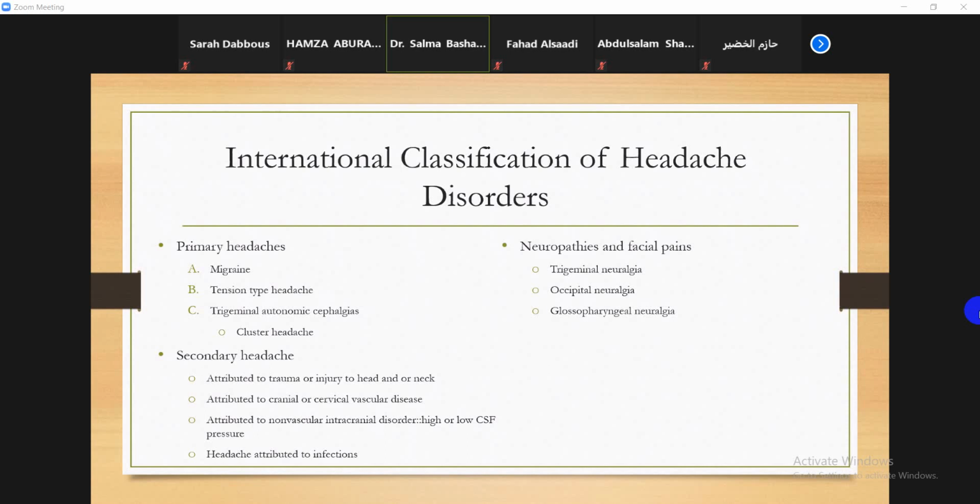Headache attributed to non-vascular intracranial disorder like the high or the low CSF pressure disorders. Headache attributed to infections like encephalitis or meningitis. And finally, we have the neuropathies or facial pains like trigeminal neuralgia, occipital neuralgia, and glossopharyngeal neuralgia. Today we will spend some time talking about all types of primary headaches, including migraine, tension headache, and cluster headache. We'll talk about two examples of the secondary headache disorders, including giant cell arteritis, that's an example of the vascular diseases, and headache attributed to non-vascular intracranial disorders, mainly the high CSF pressure disorder. The last topic will be trigeminal neuralgia, an example of the neuropathies.